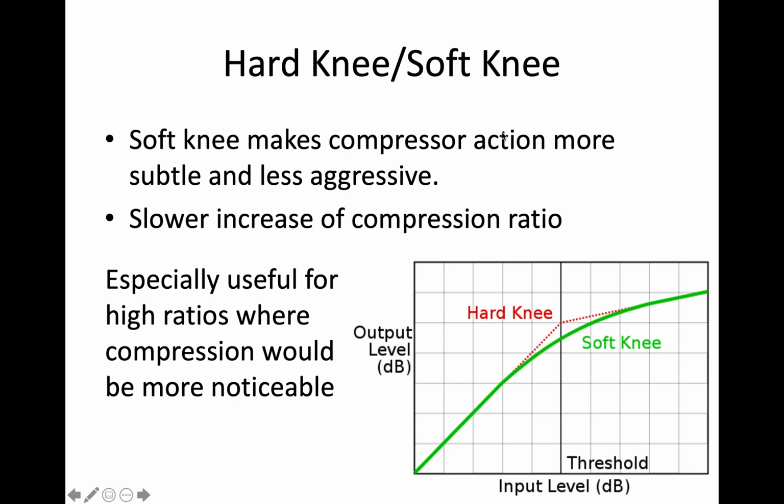So soft knee makes compressor action more subtle and less aggressive. It's a slower increase of compression ratio. It's like the ratio is gradually getting bigger and bigger until it gets to whatever the ratio is set at for that angle there. So it's especially useful for high ratios where compression will be more noticeable. If you have a hard knee with a very high ratio, you can really hear where that compressor is kicking in, which isn't always the kind of sound that you want.